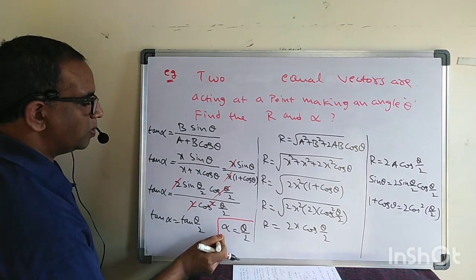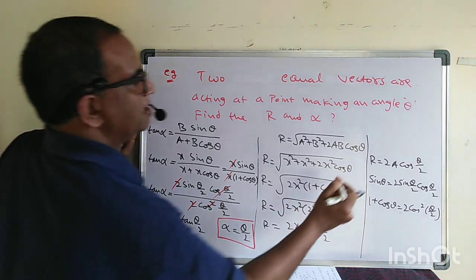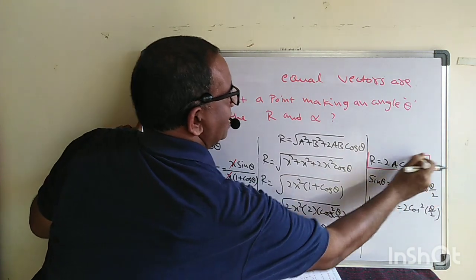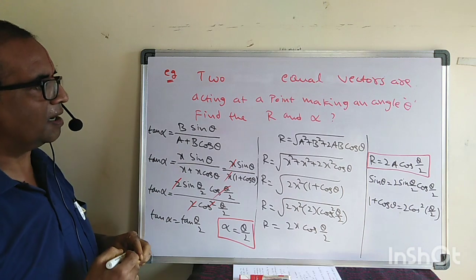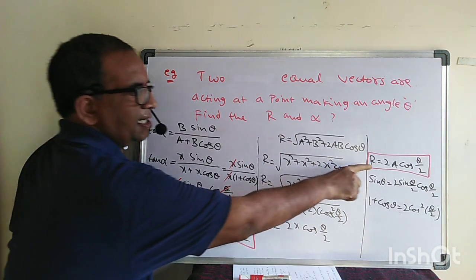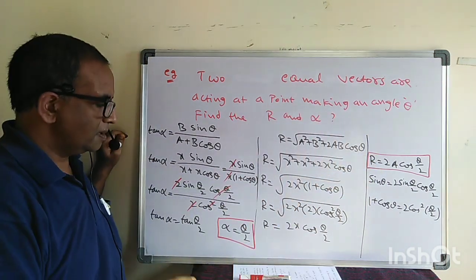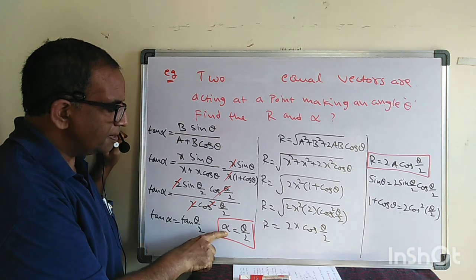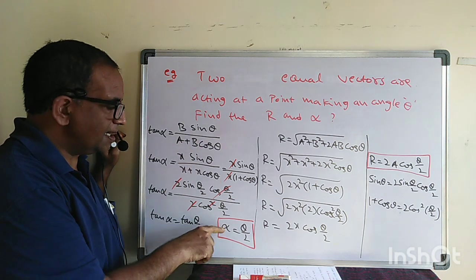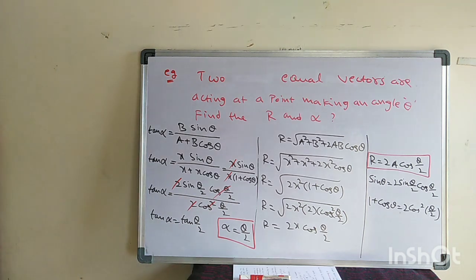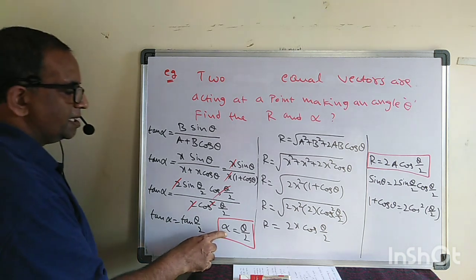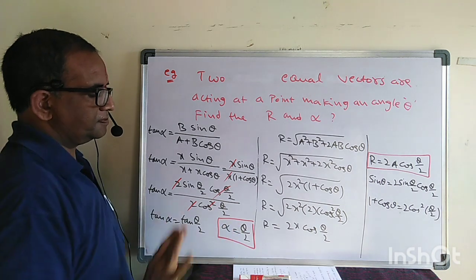Okay, so two important formulae we got here. Suppose two equal vectors are acting at a point. Then what is the resultant here? The resultant is 2a cos theta by 2. And what is the angle made by the resultant here? It's nothing but theta by 2. Are you following what I am saying? The resultant is 2a cos theta by 2, and the angle made by the resultant is theta by 2.